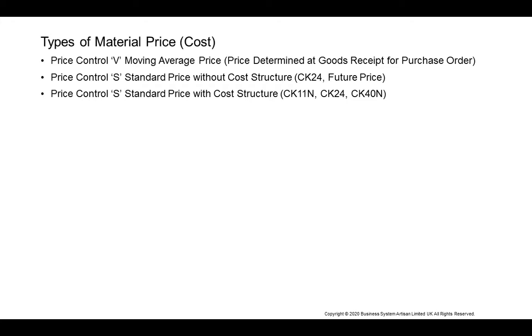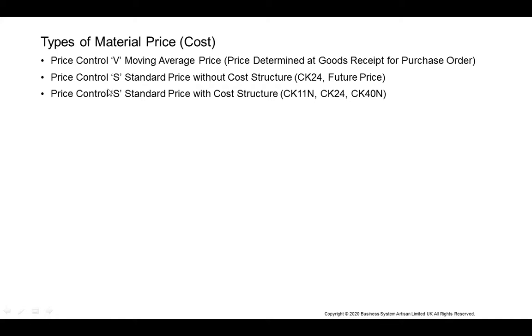When we talk about material price in SAP, you have to know these three price control types. V is for moving average price. Price is determined at the goods receipt for purchase order. So this moving average inventory unit cost fluctuates during the period.